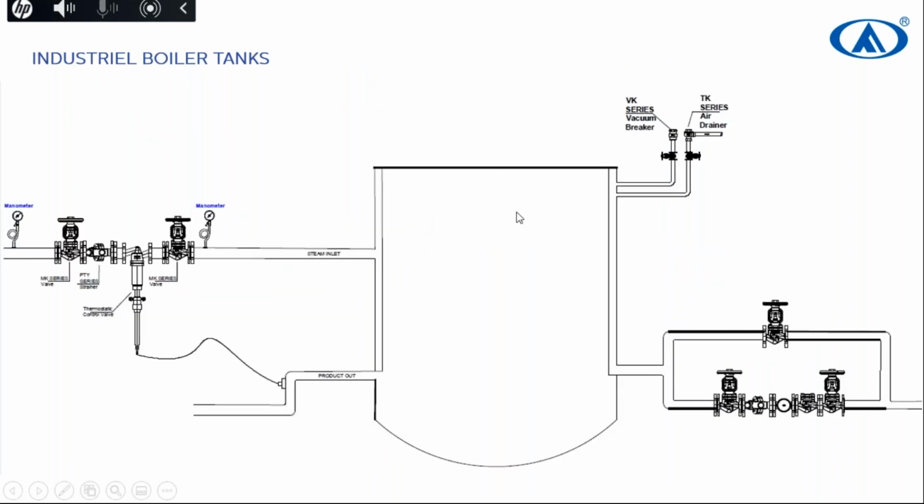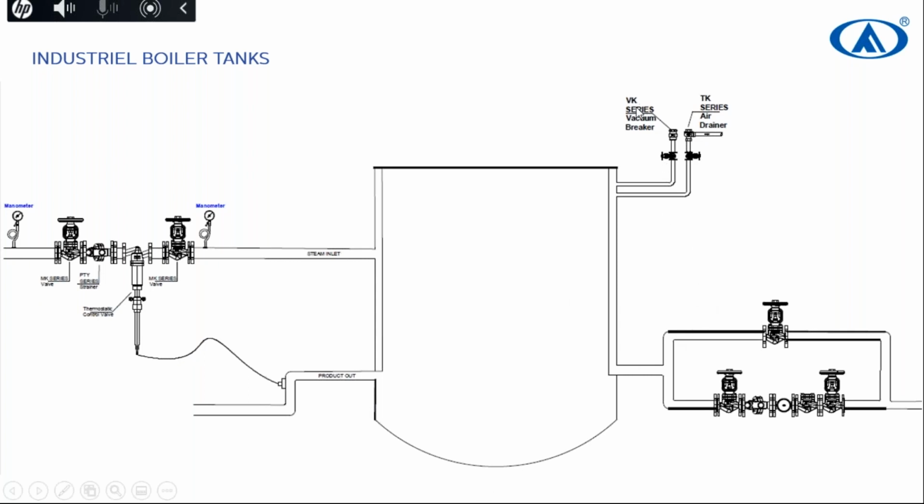For industrial boiler tanks, as you see here, in that case, they use a thermostatic control valve. You can count it as a milk process, yogurt process, or dye process, etc. Generally, you need to use one thermostatic control valve, and a vacuum breaker, an air releaser, air drainer, and steam trap unit. All this equipment is necessary to make it efficient.